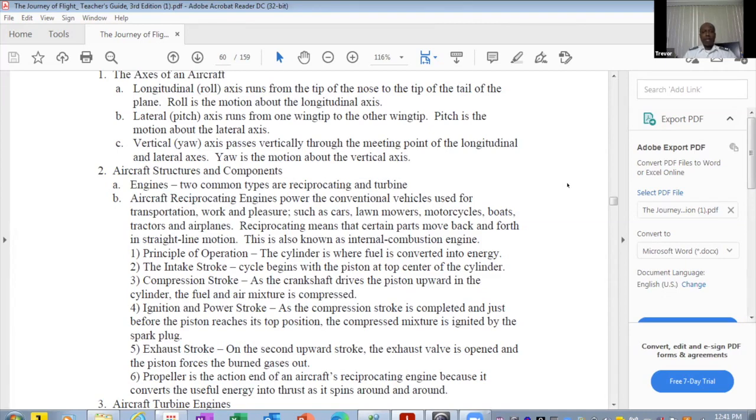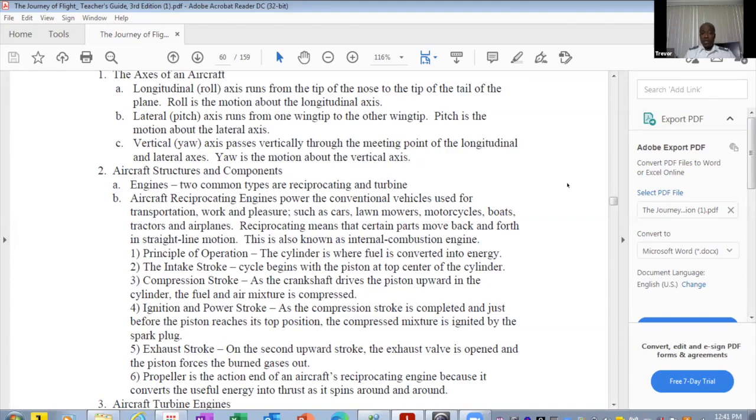And as that cylinder, and remember, you have more than one cylinder, so they are doing different things at different times. You call that the timing of the pistons. So as that, we're looking at the compression stroke, as that crankshaft drives the piston upward, it introduces what? Fuel inside the cylinder. So that fuel and air mixture is being compressed as it moves to the top dead center from the bottom dead center.